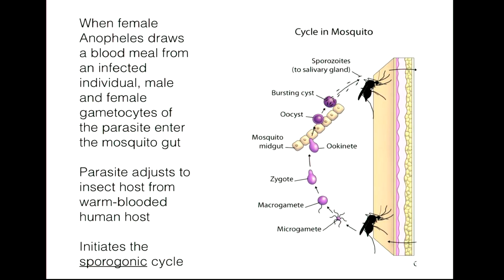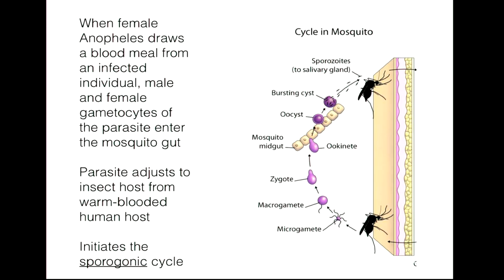So slightly on the mosquito side, when you draw a blood meal, this is the point at which the gametocytes of the parasite enter the mosquito gut. Over here, it has to adjust to very different surroundings, and this is what makes all of the microbiology of the show extremely interesting, because remember that the environment that the human blood supplies and the environment that the gut of the mosquito supplies are very different environments. So there is a process by which the parasite has to adjust to the insect host from the warm-blooded host, and that initiates a cycle called the sporogonic cycle.